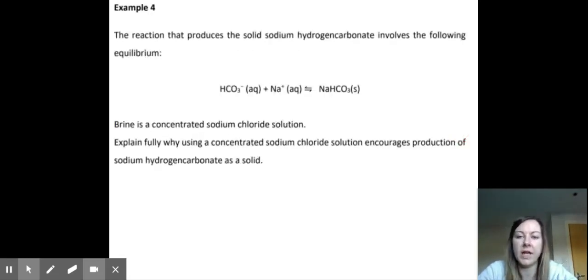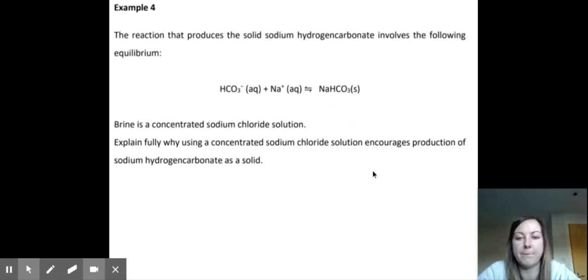Example 4. The reaction that produces solid sodium hydrogen carbonate involves the following equilibrium. So again, we have our equilibrium equation. We'll always be given an equilibrium equation if we're asked questions about it. It says brine is a concentrated sodium chloride solution. Explain fully why using a concentrated sodium chloride solution encourages production of sodium hydrogen carbonate as a solid.